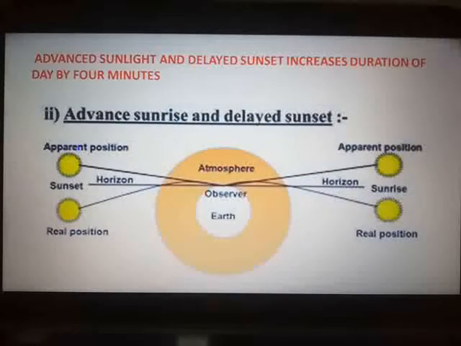And the last concept I have told you about is advanced sunrise and delayed sunset: the sun should be seen by the observer when it reaches the horizon, but it is seen 2 minutes before it reaches the horizon and 2 minutes after it has set.